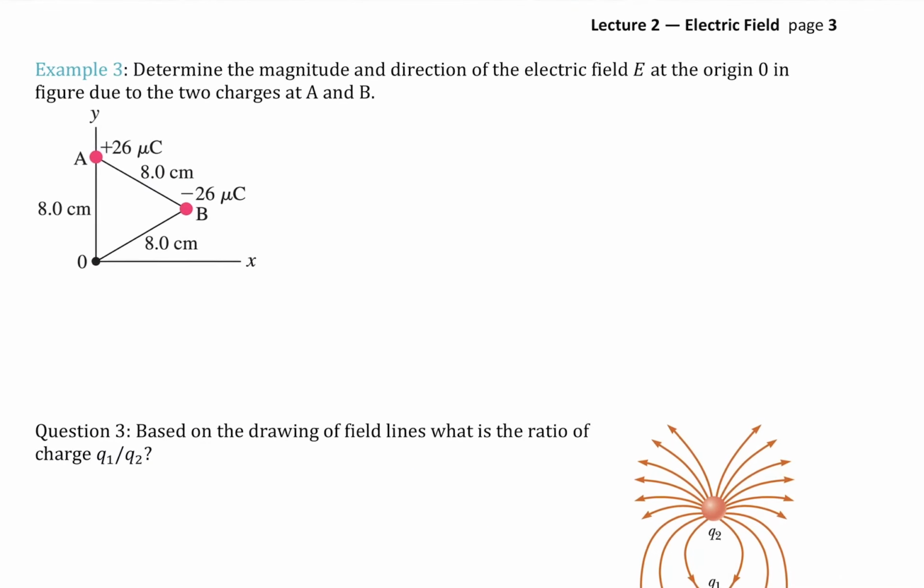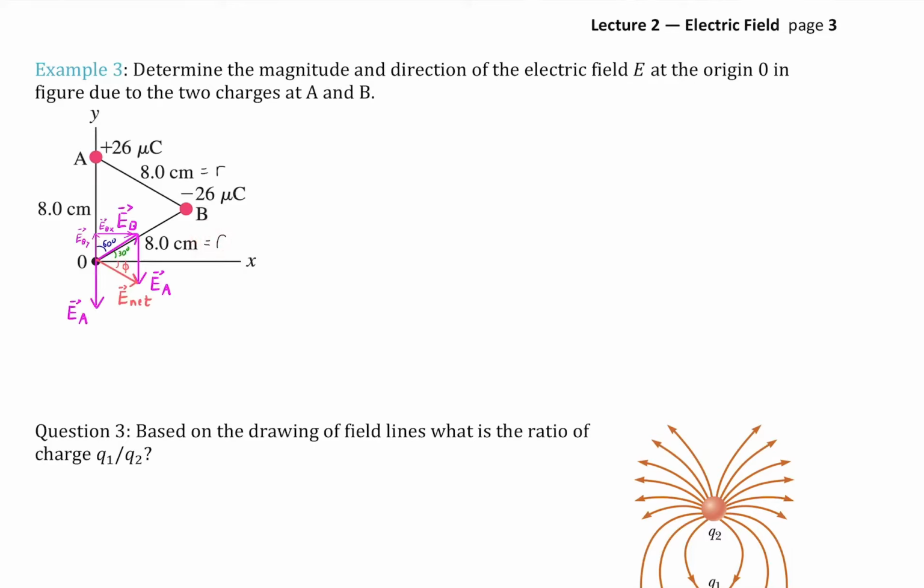All right, let's look at an example from a 2D arrangement of charges. What kind of electric field do they create? To determine the magnitude and direction of the electric field E at the origin O in the figure due to the two charges at A and B. Okay, so there are our charges: positive 26 microcoulombs, negative 26 microcoulombs. We'll call this R.